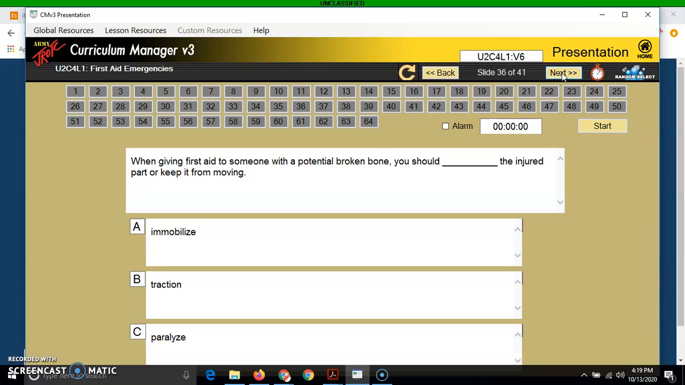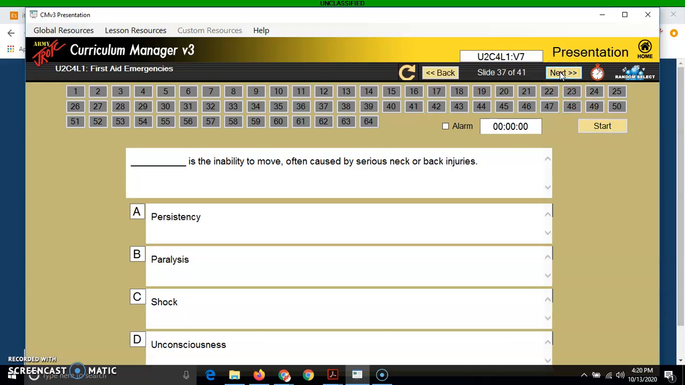When giving first aid to someone with a potential broken bone, you should blank the injured part or keep it from moving. Is that immobilize, traction, or paralyze? The answer to that is, you should immobilize it. Blank is the inability to move, often caused by serious neck or back injuries. It's pretty obvious, I think. Persistency, paralysis, shock, or unconsciousness. And then obviously that is paralysis.